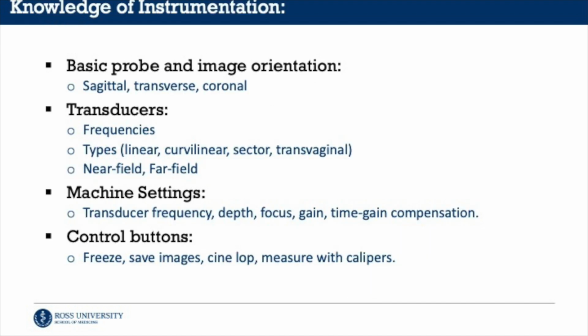Let's talk more about the instrumentation. We have the basic probe and the image orientation, which can be sagittal, transverse, or coronal. Our transducers, which operate at different frequencies. There's different types. They can be linear, curvilinear, sector, transvaginal, near field, or far field. There's the different machine settings, which we already covered in detail. And there are also control buttons you can use to freeze frame, save images, create a loop if you're taking a motion video, or measure with calipers.